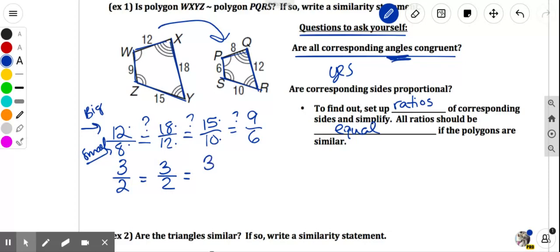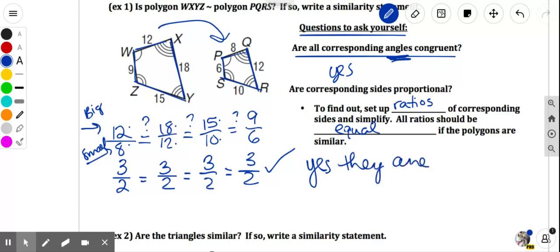15/10, also 3/2. You wouldn't want to just get 3/2 a couple times and stop there. You have to test all 4 of them, because 3 of them could be the same and the last one could be different, but it's not. 9/6 is 3/2. So see how all the ratios are equal. If you had done small to big, you would have gotten 2/3, which is fine too. So we would say, yes, they are similar, because all of the angles are the same and all of their sides are proportional.